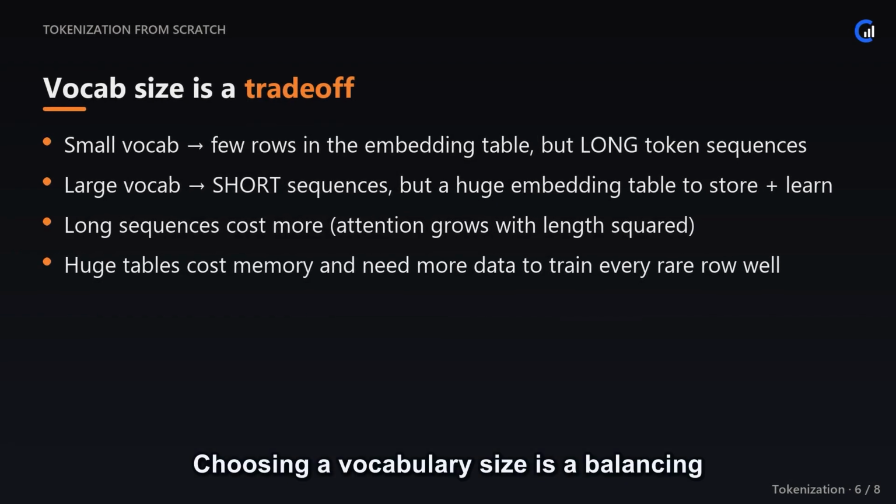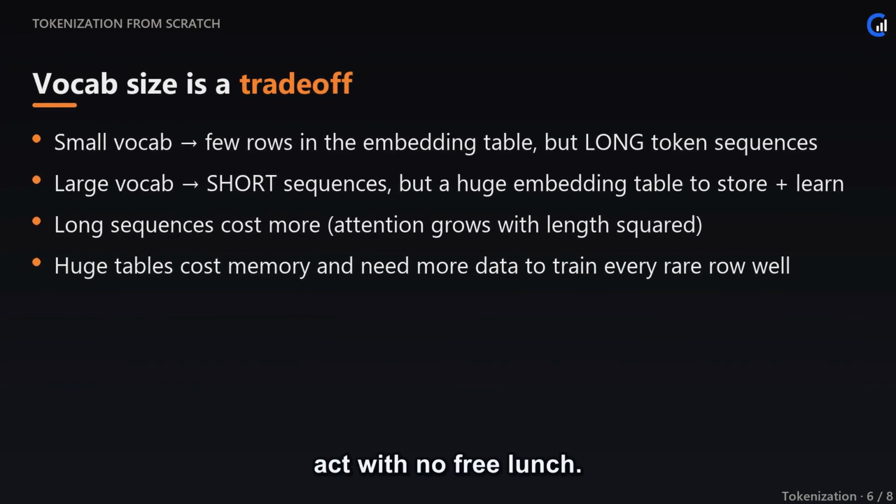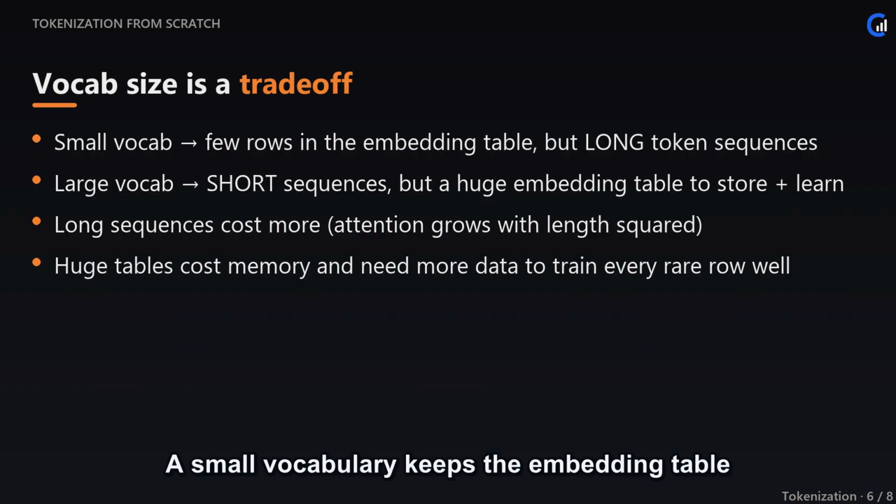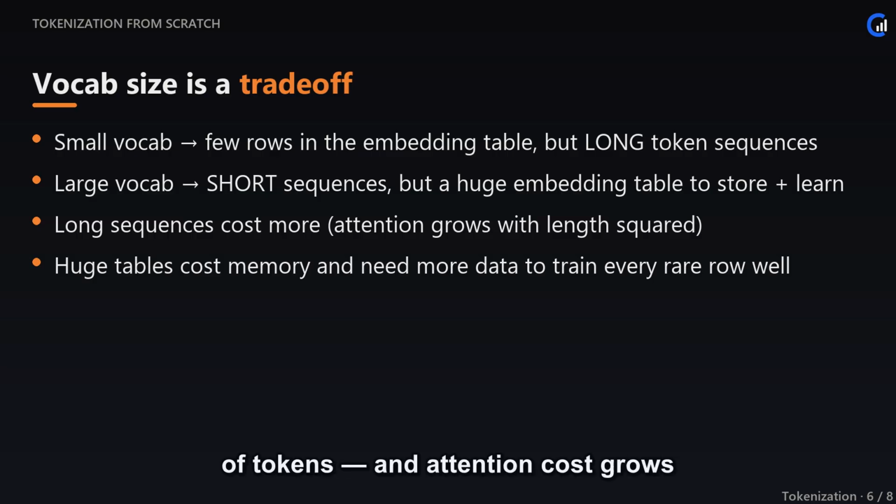Choosing a vocabulary size is a balancing act with no free lunch. A small vocabulary keeps the embedding table tiny, but every sentence becomes a long list of tokens, and attention cost grows with the square of the length. A large vocabulary makes sequences short and snappy, but the embedding table balloons, eating memory, and rare tokens get so few examples that the model struggles to learn good vectors for them. Real models land in the middle, usually tens of thousands of tokens.